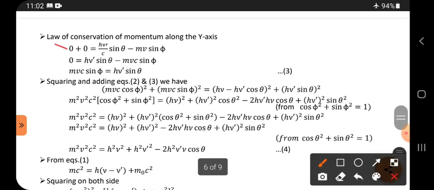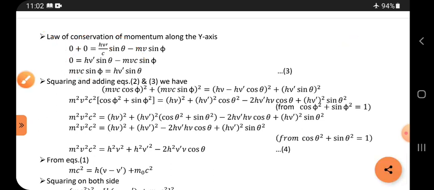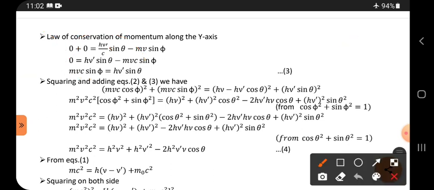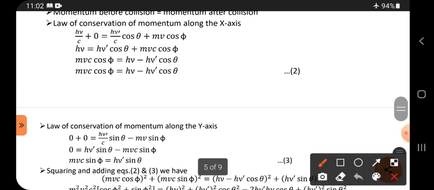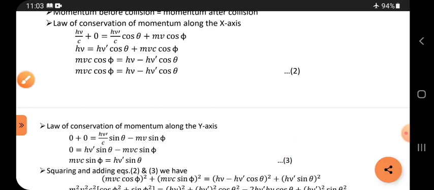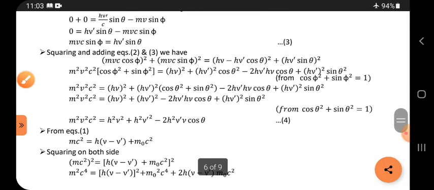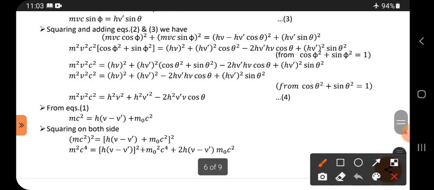0 plus 0 we get 0, and if you want to make this value positive, bring this side, it becomes positive, then this is the formula, and let it be equation 3. So we have equation 2 and equation 3. Square them and add: squaring and adding equation 2 and 3. Equation 2 squared is this one, equation 3 squared is this one.